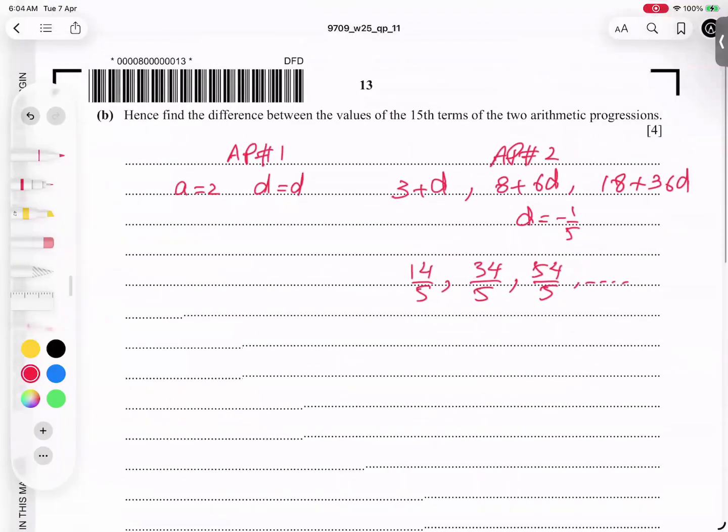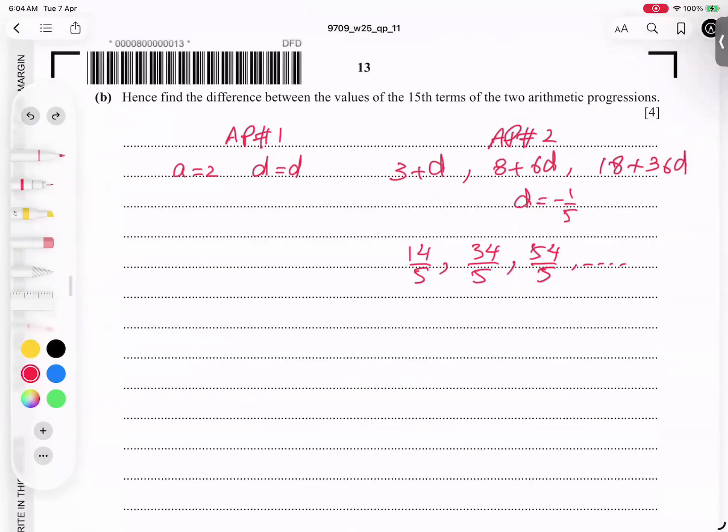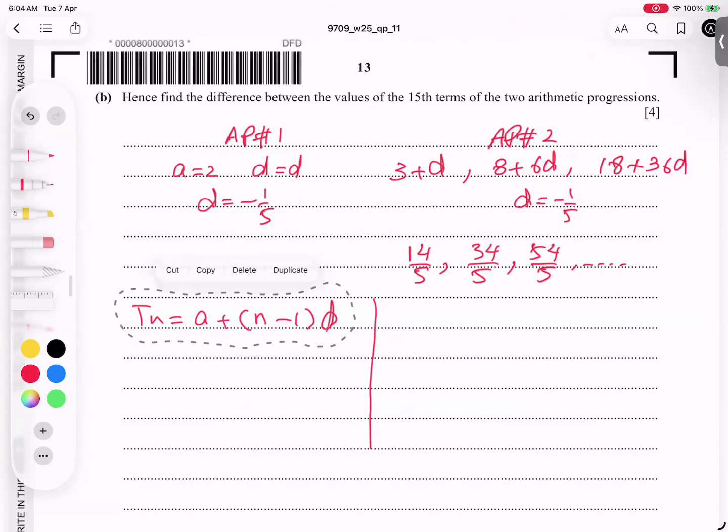He said to find the difference between both terms, the 15th. So first of all, students, what is the technique to do? We have the D value here, the same. So I plug D in here. Now, what are we looking for? The difference between the values of the 15th term. So I'm going to find both. What is the formula? Tn is equal to A plus n minus 1 into D. So I copy and paste this formula for both. First of all, I'm looking for every n replaced by 15.